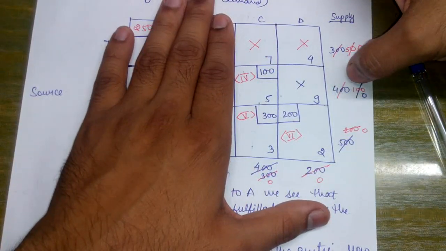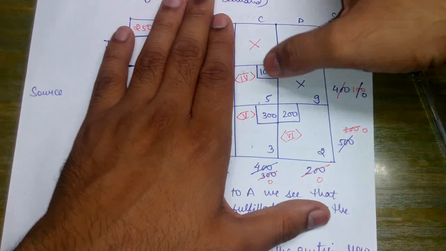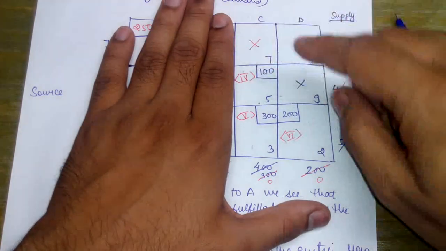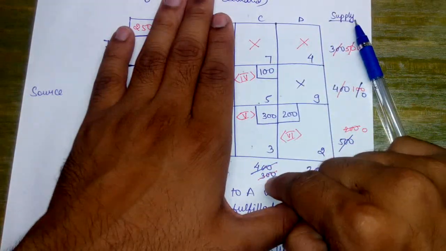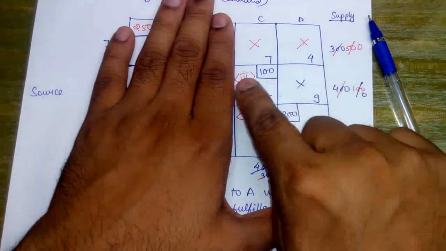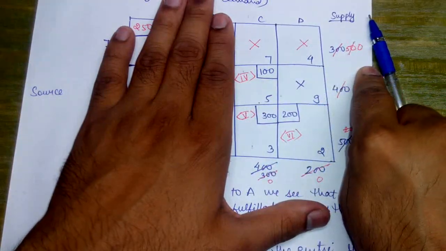क्योंकि 400 को तो 300 इसमें से पहले ही दे देता, therefore 100 is only left. We are going to allocate the least, that is the 100, in this cell. Now when 100 has been allocated, 400 minus 100 will give you 300 and 100 minus 100 will give you 0. Now when this row has been fully satisfied, we are going to cancel this entire row.